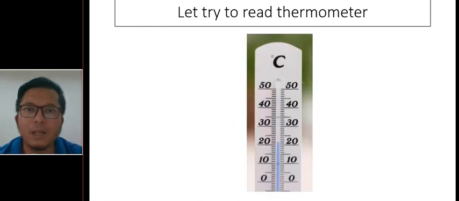Now next, let's take a look. Let's try to read the next thermometer. This is wall thermometer. Now remember, this is wall, not clinical thermometer. This is wall. Thermometer dinding, wall. So what temperature is this?